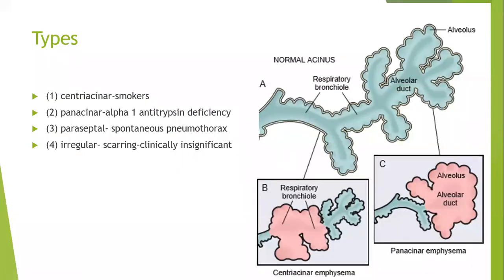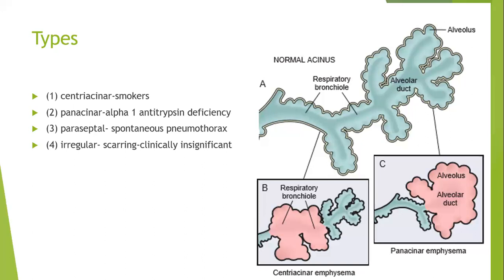Okay. So what are the types of emphysema? There's centriacinar, panacinar, paraseptal, and irregular. Out of these, the most common ones you encounter are centriacinar and panacinar. Centriacinar is usually seen in smokers. So in the picture, this is a part that is dilated, that is enlarging in emphysema. Respiratory bronchiole, alveolar duct, and alveolus. In centriacinar type of emphysema, it is the respiratory bronchiole that enlarges.